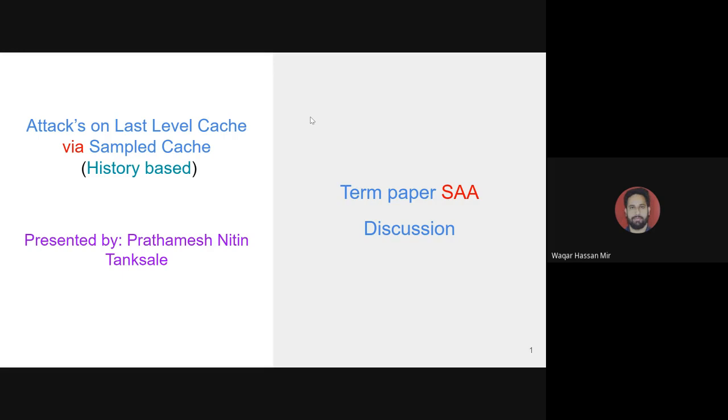But the sampled cache is a relatively untapped area, and there are some microarchitectural advantages which we are able to exploit to deploy some attacks. So we are looking forward to such kinds of attacks. So can you explain what the sampled cache is? Yeah, I will explain.